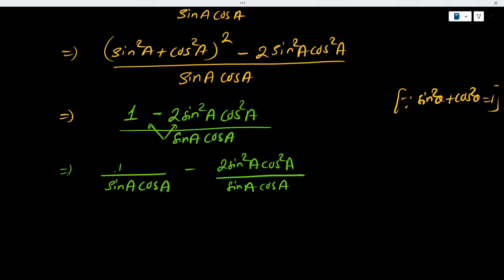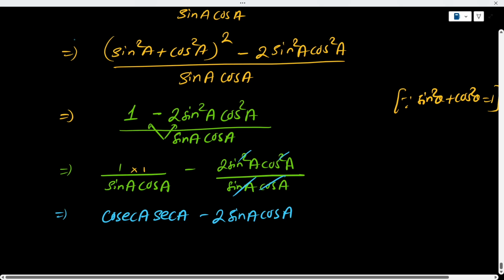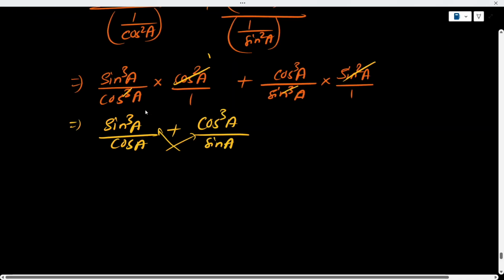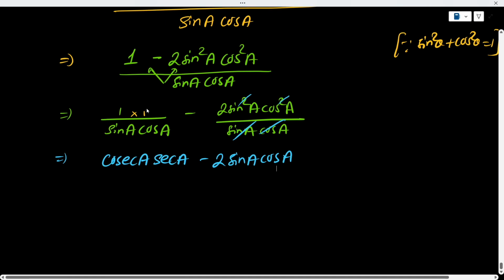Here, if you see, this is nothing but 1 into 1, right? Now after this, 1 by sin A is cosec A, 1 by cos A is sec A, right? So what can we write down here after this? It is cosec A sec A. Now here you can cancel also this, so you are left with the right hand side result. Now you can see what did we need here? Right hand side, sec A cosec A minus 2 sin A cos A, and we reach that result.